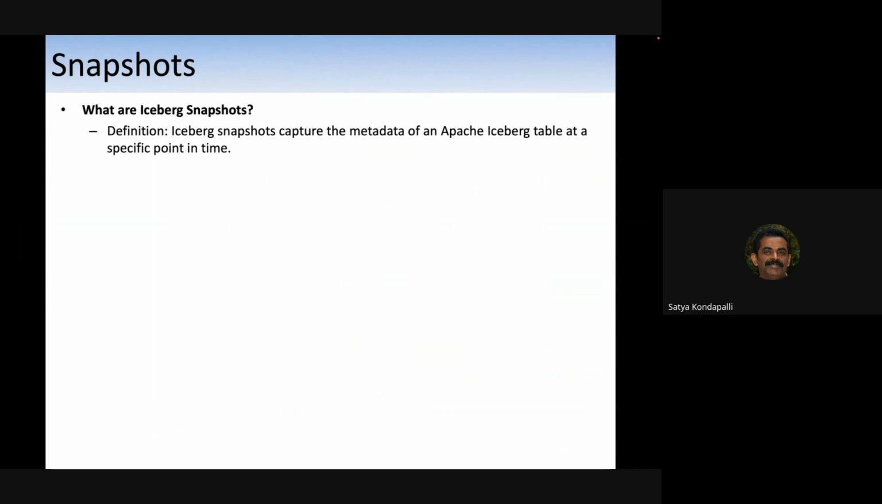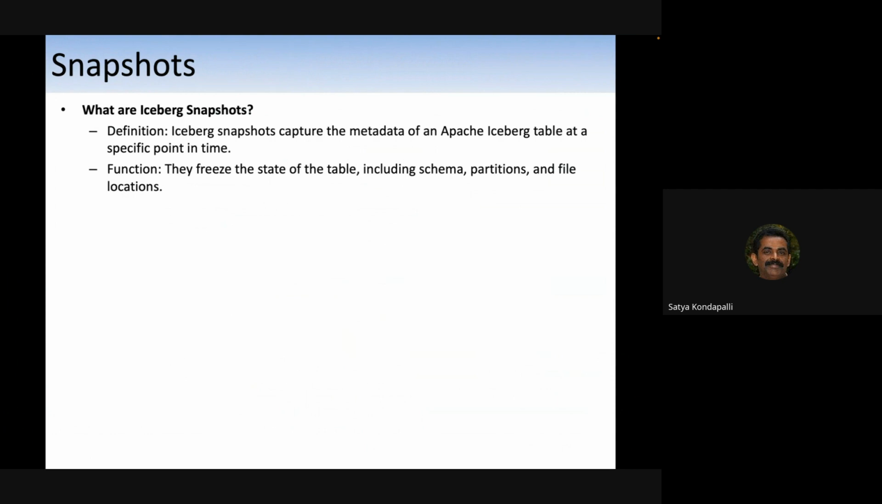So what are Iceberg snapshots? Iceberg snapshots capture the metadata of an Iceberg table at a specific point in time, right? Every time you commit, it has its own files. Of course, previous snapshot information is managed through the manifest list and then manifest files, right? The functionality is that they freeze the state of a table, including schema, partition, and file location.